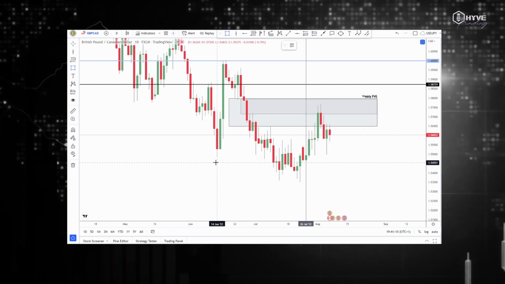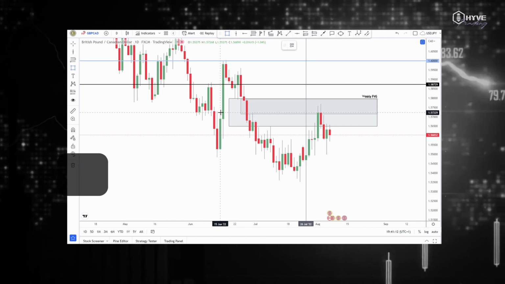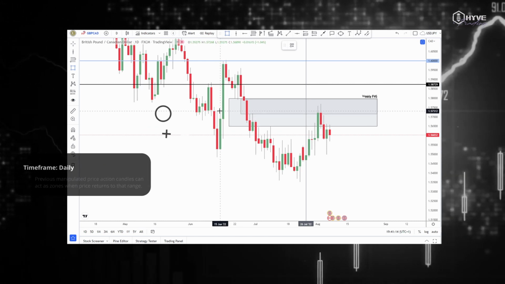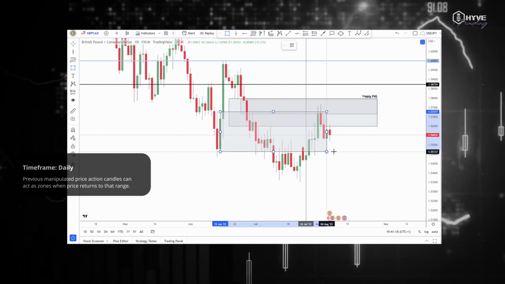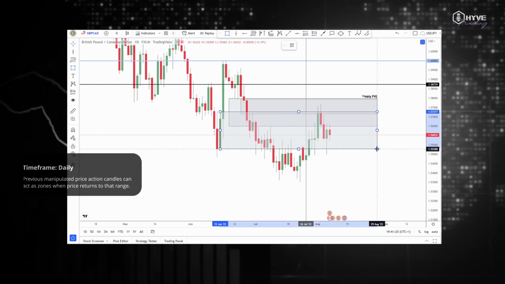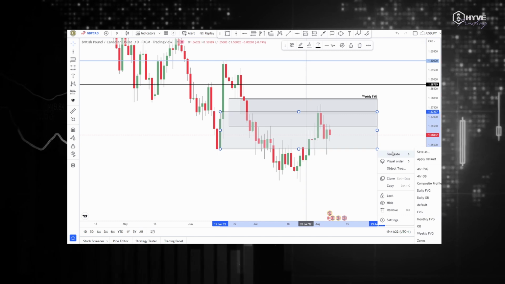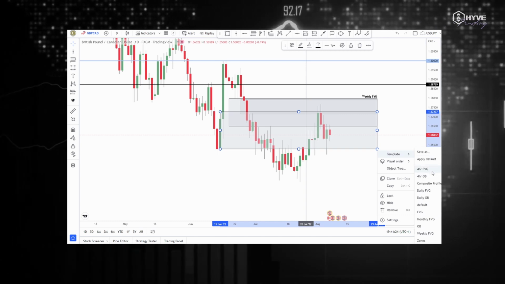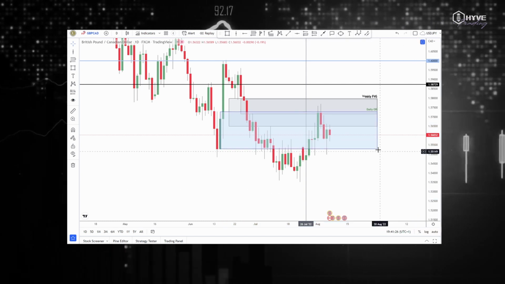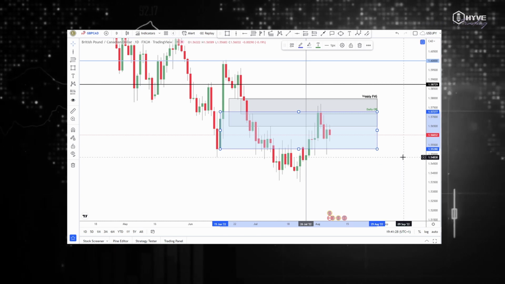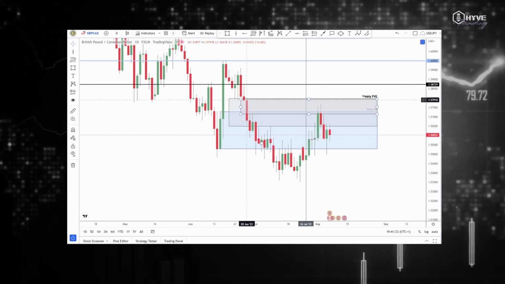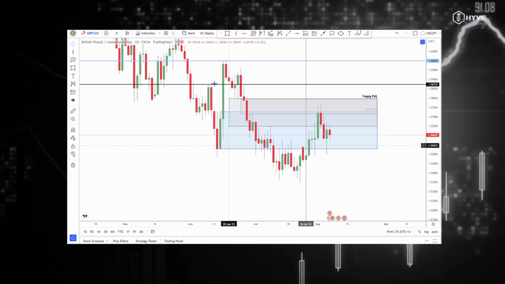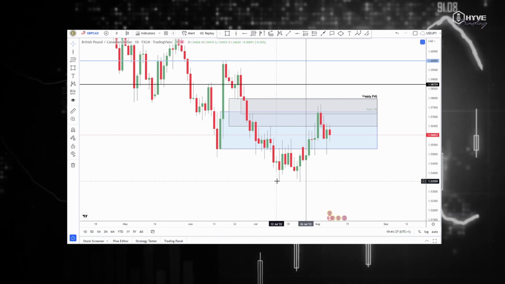So what I like to do is I like to mark up these manipulation zones, because I know that when price revisits this area, there's going to be something interesting happening here. So I just marked that up like that. Now, what do we see? Price broke through, confirmed that it's still heading towards the downside.